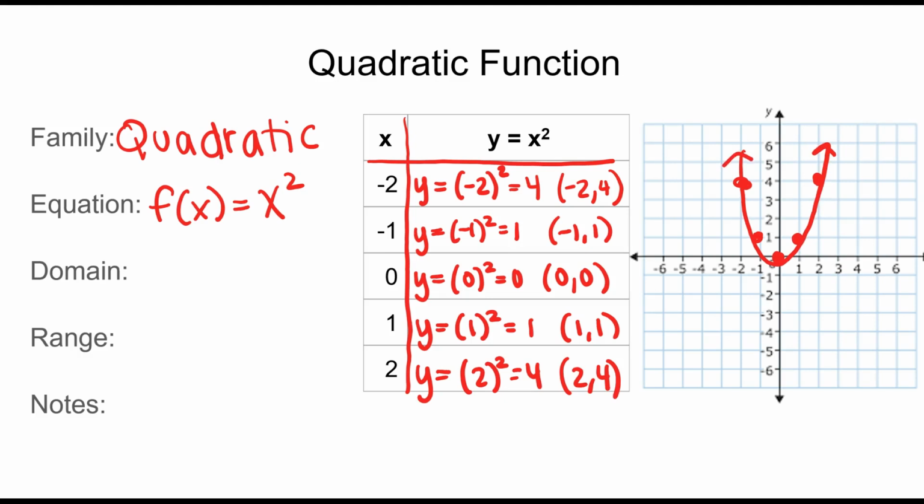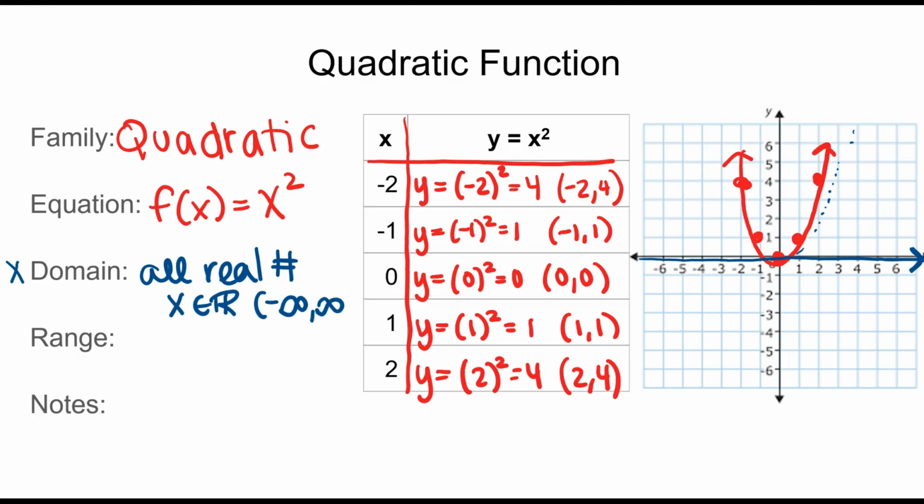Great. Now let's look at the domain. Domain is our x values. So we're looking along the x-axis. So we want to look as x gets really, really small. So as x gets really, really small, this graph is existing all the way forever. It's going to keep going. And so the domain of this function is all real numbers, or x is in the real numbers, or from -infinity to infinity.